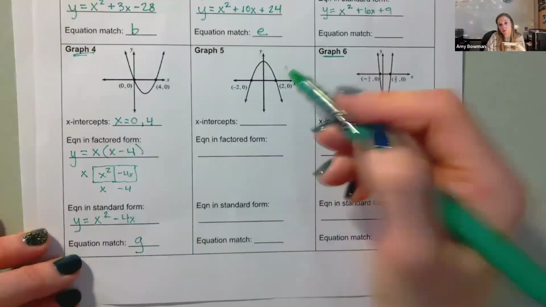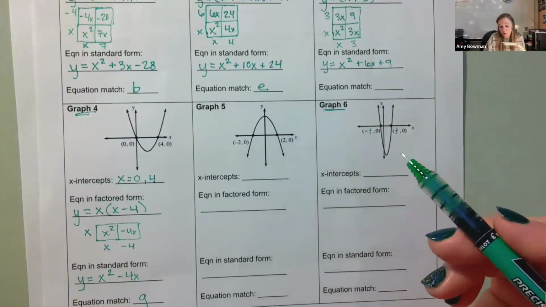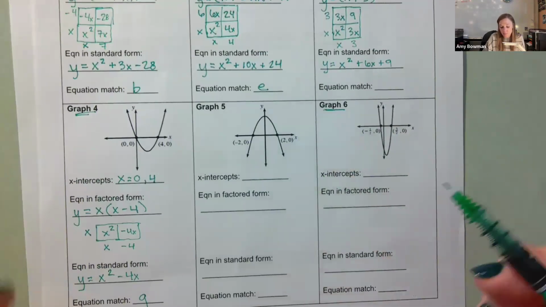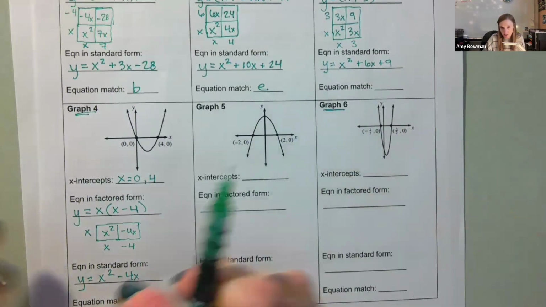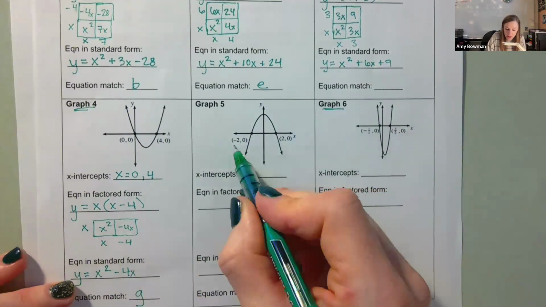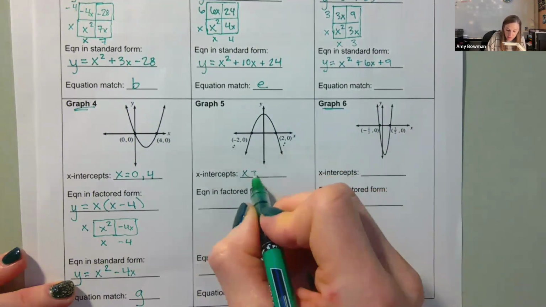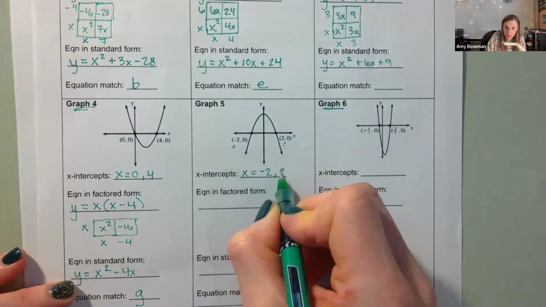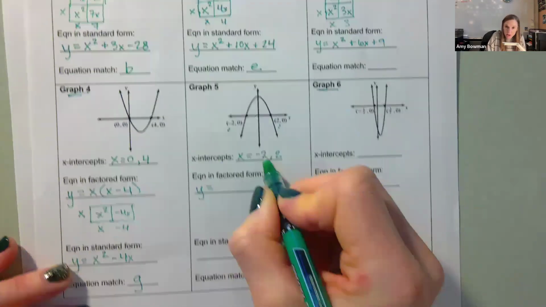And that's because this is the only one that's opening down. So we have talked about this a little bit. Opening down is going to mean that there's a negative coefficient in front of the x squared term of this equation. So we'll start this the same way we start all of them. We've got -2 and +2 for our x-intercepts. So -2, +2. Then to build the equation in factor form, we would just add this 2 over.